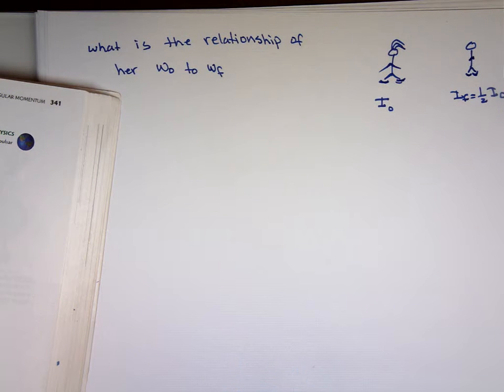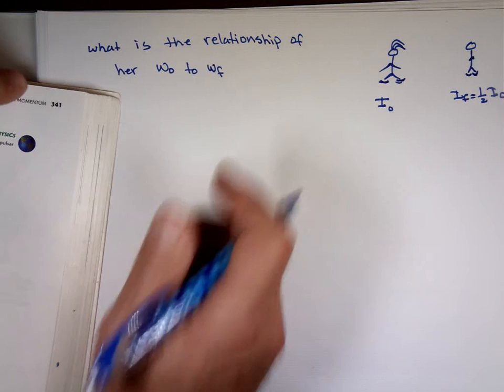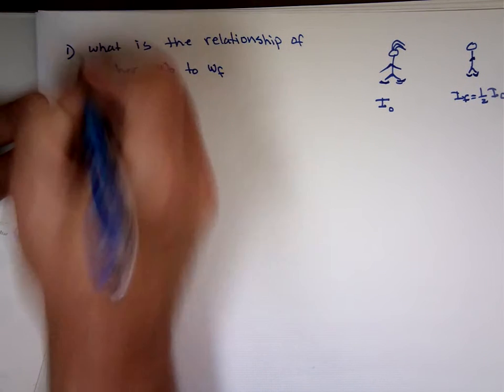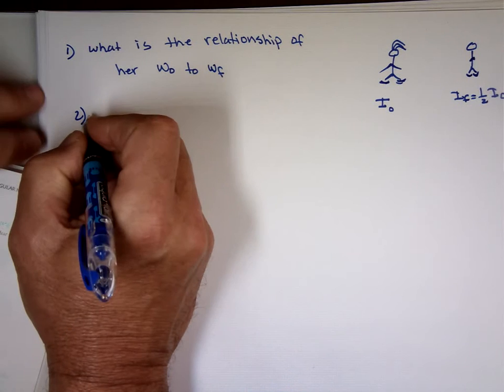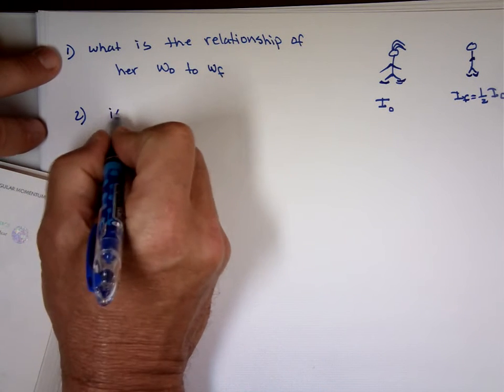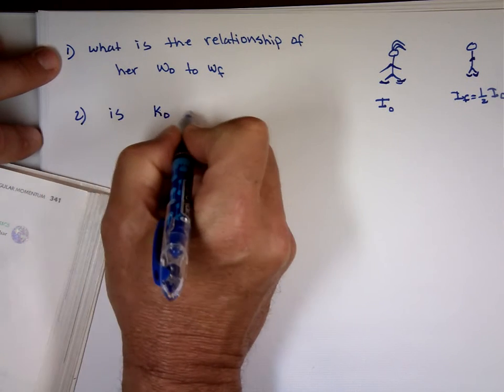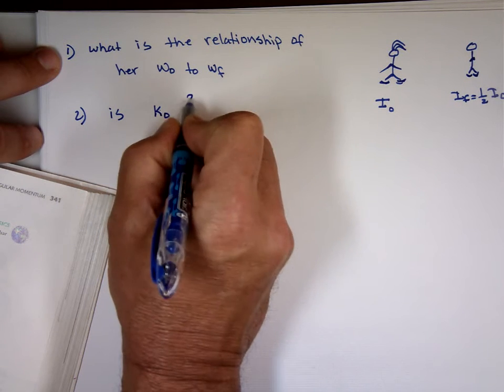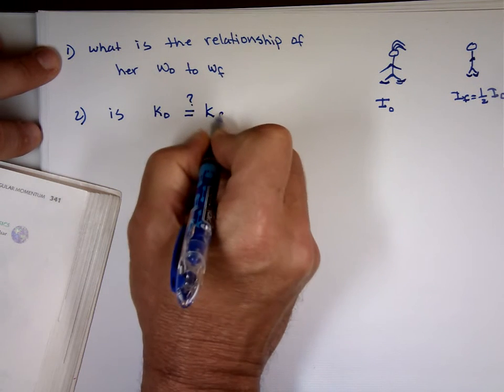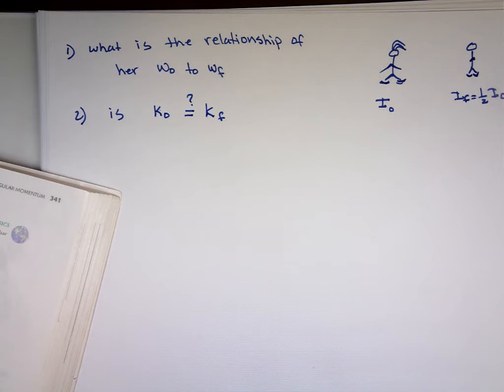How about the kinetic energy? As question number one, is the initial kinetic energy equal to the final kinetic energy? Or what's going to happen there? Is it bigger? If it's bigger, is it double because this is half the size? I don't know. Let's see what will happen.